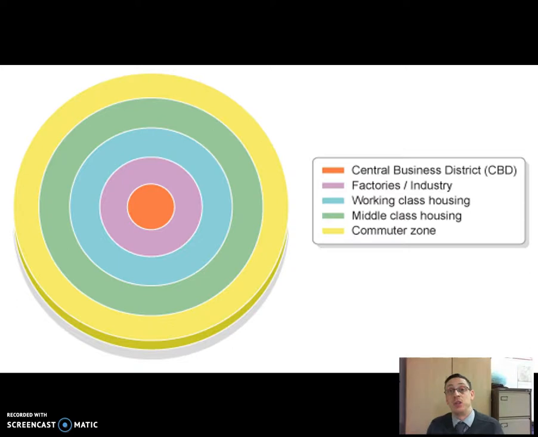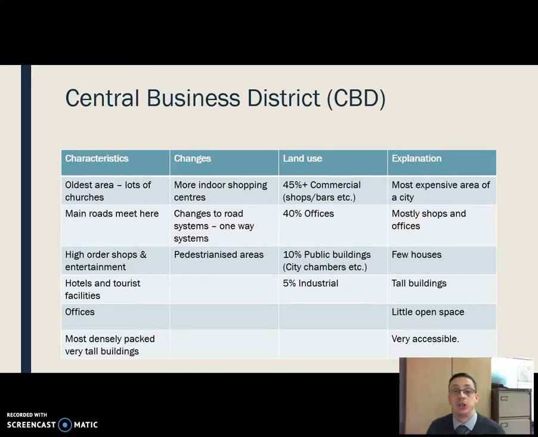Now, if we start to think about these zones one at a time, and what we expect to see in them, first, the Central Business District, the CBD, the city centre. The basic characteristics of this area: number one, it's going to be the oldest area in the city. This is going to be where the city started, and it's grown out from that point over time. Interestingly, because of that, one of the things that we can use to identify the CBD is the number of churches that are present there.